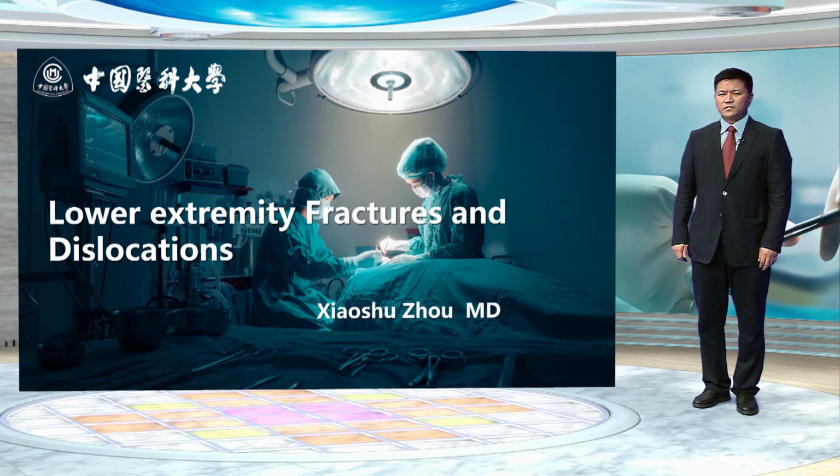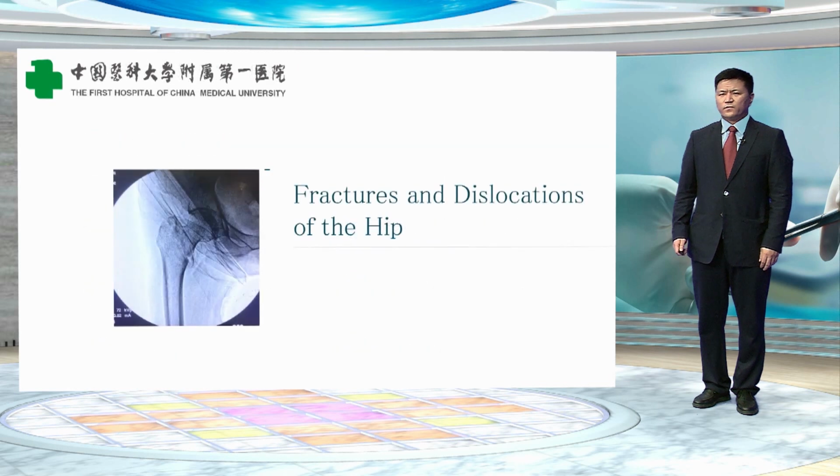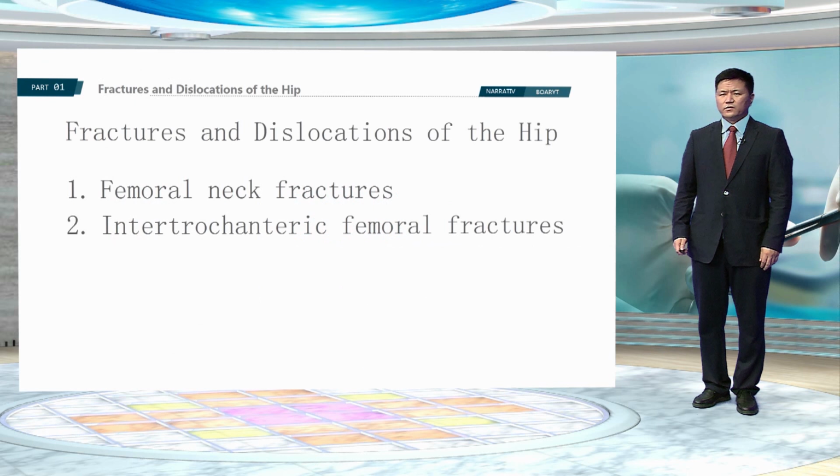Dr. Zhou. Today I want to talk about the key points about the treatment principles of lower extremity fractures. There are 6 parts. First is the hip fracture. There are 2 kinds of fractures, femoral neck fracture and the intertrochanteric femoral fracture.